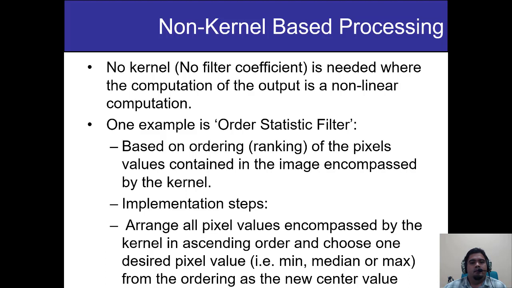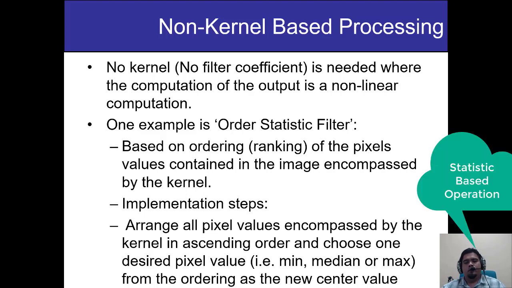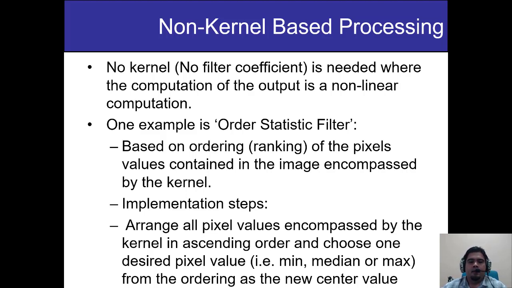One example of non-kernel-based processing is also known as the order statistic filter. Why do they call it the order statistic filter? Because the filters we gave as examples, minimum, maximum, as well as median, are also known as order statistic filters. The idea of this operation comes from statistical operations, which you are familiar with when you learn statistics.